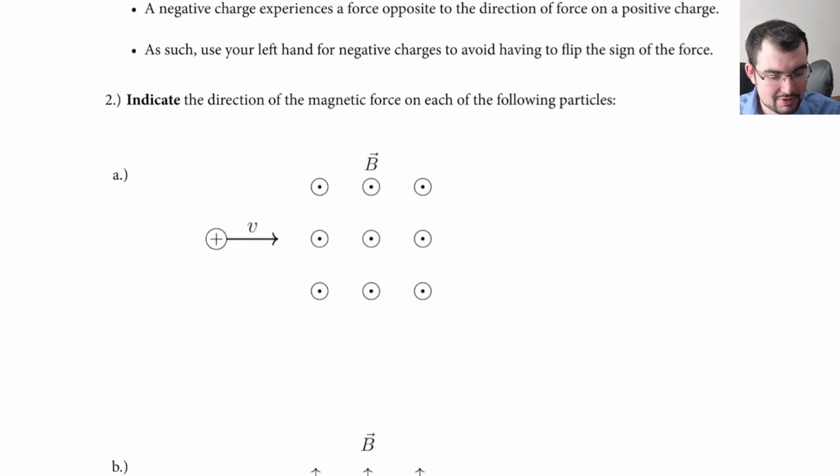We just want to indicate the direction of magnetic force. So here, my V is to the right. Using my right hand rule, I take my right hand and stick my right thumb to the right. B is out of the page. These are the arrowheads, so it's coming at me. So I'm going to point my fingers at me. And notice, as a result, my palm points down. So my magnetic force is down.